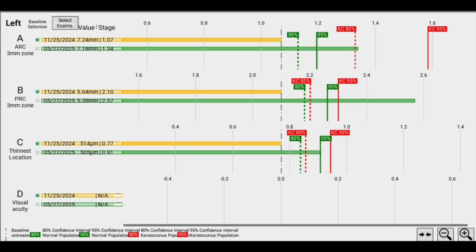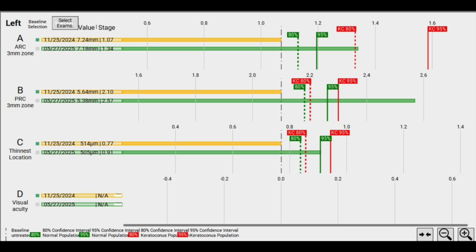Now, let's look at the ABCD progression criteria for the same eye. So let's look at A. For the scan on the 25th of the 11th, 2024, well within the normal range. But the second scan, the green bar graph in the A criteria, has moved up into the keratoconus range, just. So it's just moved into that keratoconus range. Looking at B, for the posterior surface of the cornea, there's been a very significant change, with that green bar moving well into the keratoconus 95% flag. So that alone qualifies for progression.